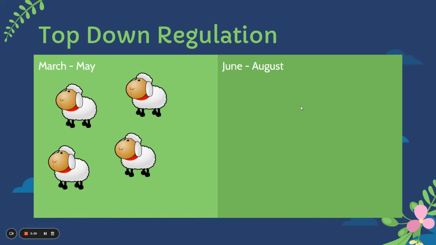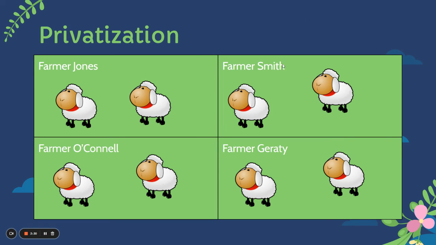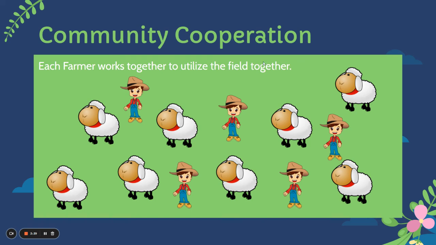So here's what that would look like. In top-down regulation, they might split the commons up and say you could only use it during a certain time, and then we'd let the other part grow, and then they'd switch at different months. Or if you were to privatize it, each farmer would get a section of it, and then they could manage their own section individually. But then there's also the idea that we could maybe have community cooperation, where each farmer works together to utilize the field together, and we don't waste that resource.